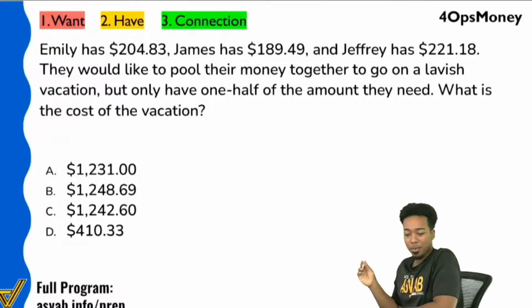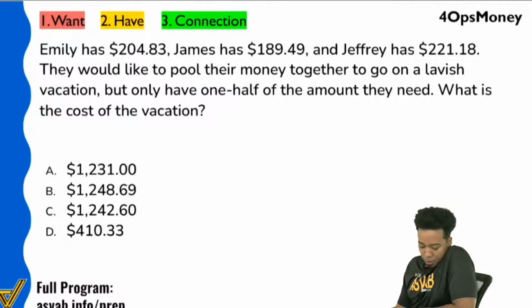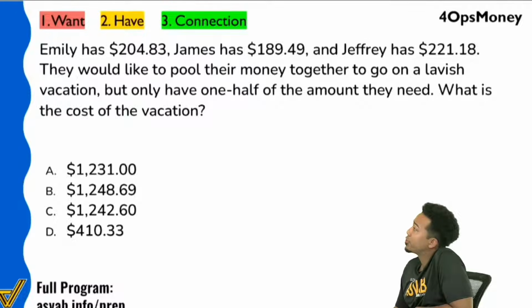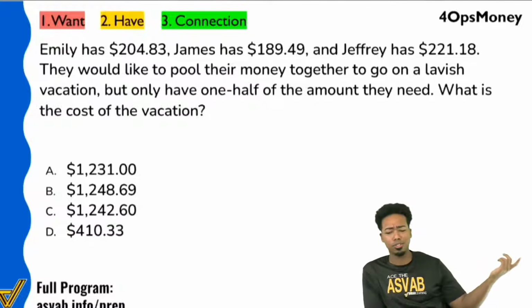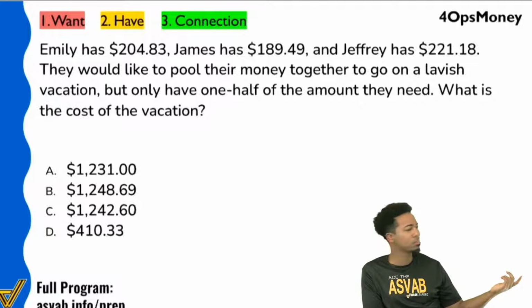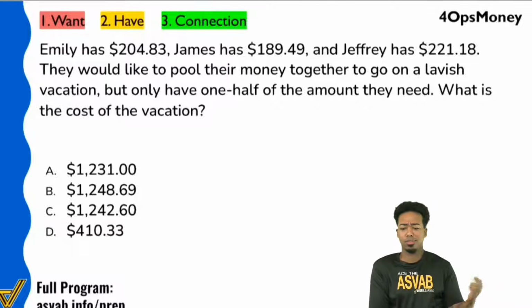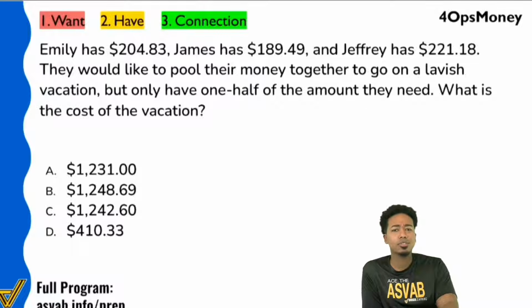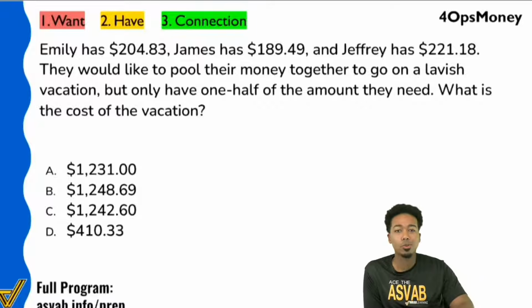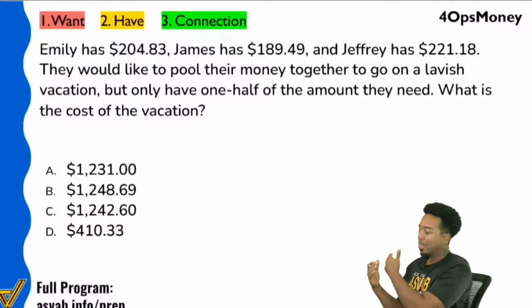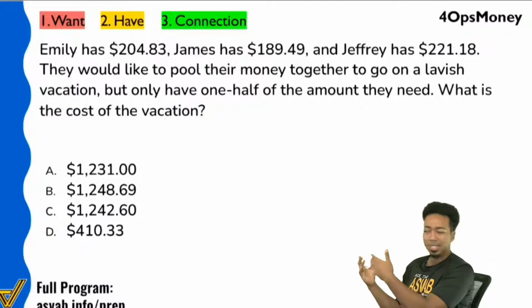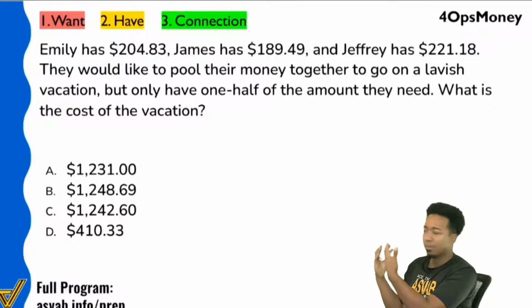So here we go, my party people. First of all, Emily has $204.83. James has $189.49. Jeffrey has... Akila, why did you just scream no in the chat box? What's going on, Akila? What did I do? Let's not play around. This ain't a Dora the Explorer episode. I didn't read the question first. I started reading the problem, and I'm going to allow myself to get tricked by this information.